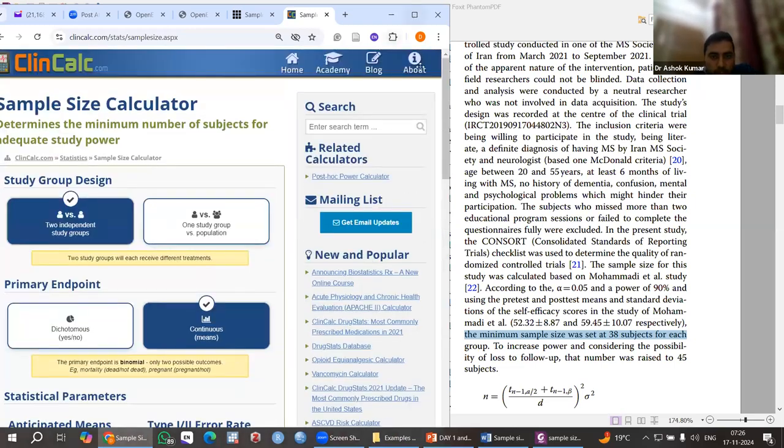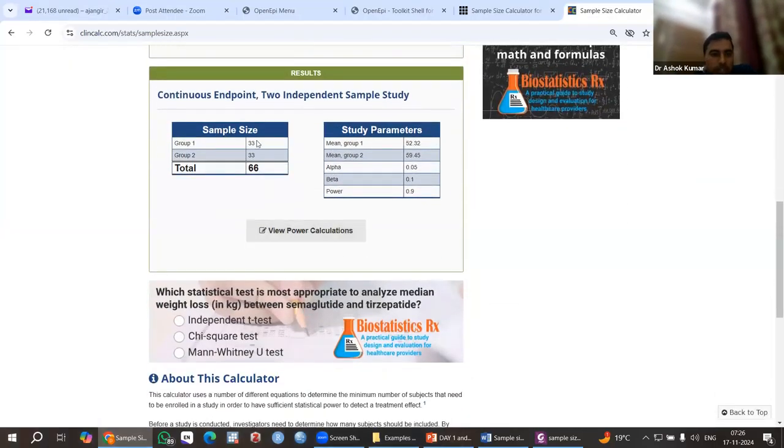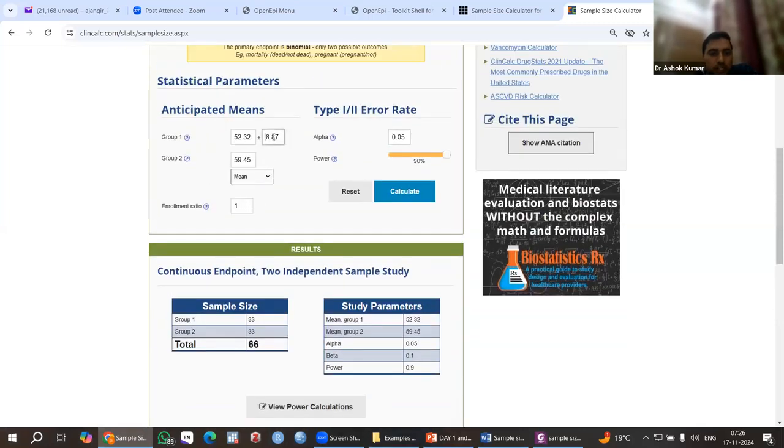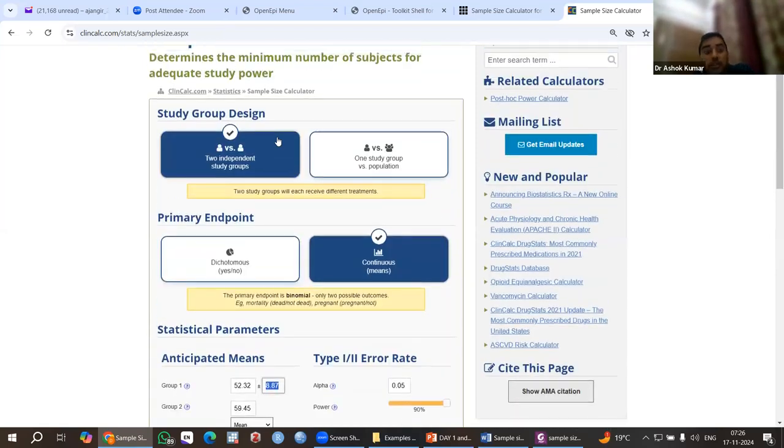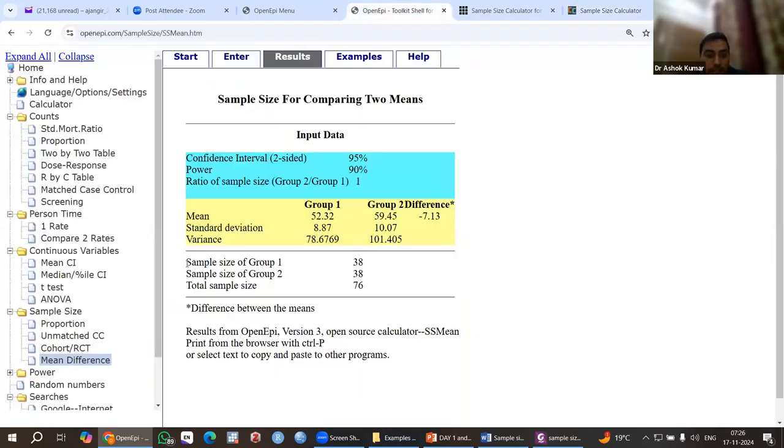Okay, where is it? This is calculate sample size. It is coming 36, 33 in each group. Why is it less? Because we use only the standard deviation 8.87. So this software has a limitation, because we cannot enter both standard deviations, but OpenEPI is very good. Exact sample size we got.